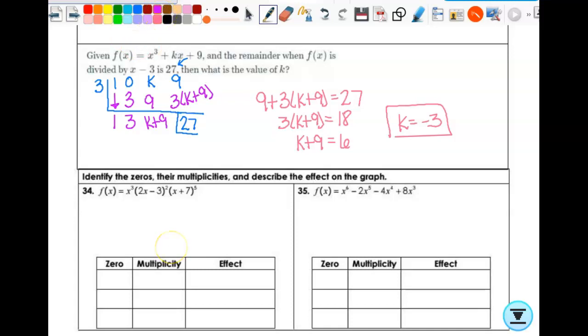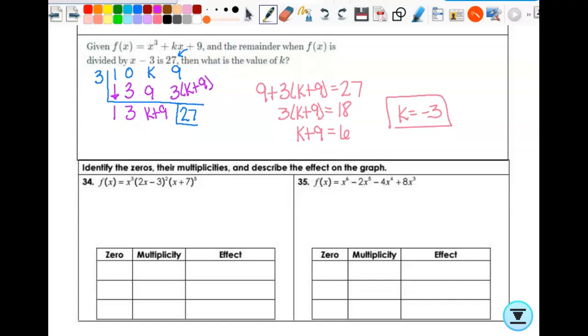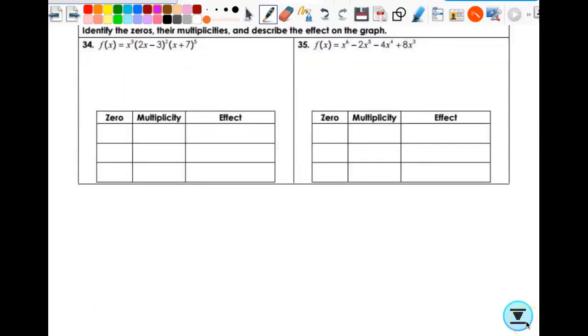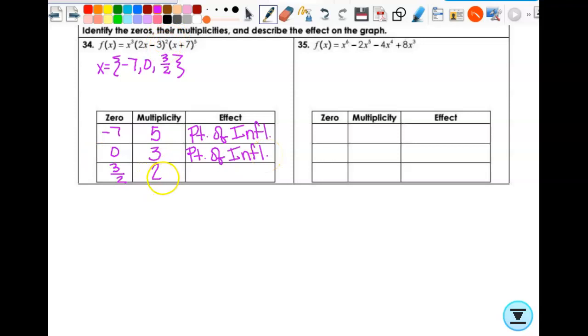All right, on these next ones, I have to identify the zeros, their multiplicities, and describe the effect on the graph. Okay, so this one's already factored for me. That's nice. So my zeros, my smallest one is negative 7, then 0, then 3 halves. So negative 7 came from here. The multiplicity is 5. Since it's odd, that's what gives you my wiggle, but remember the real word is point of inflection. The 0, that's odd, it's 3, so that's also a point of inflection. The 3 halves, that's even, that's 2, so that means that it's the bounce, but the real word for that is tangent.